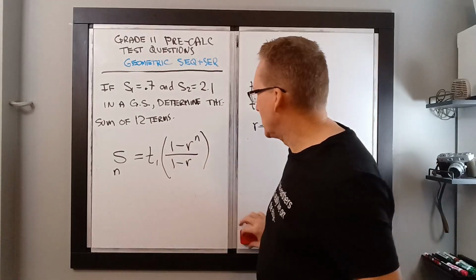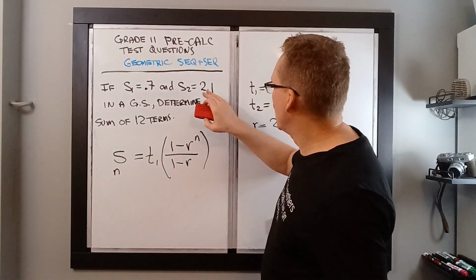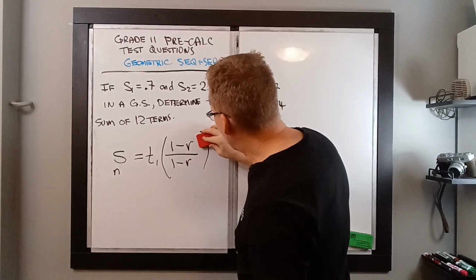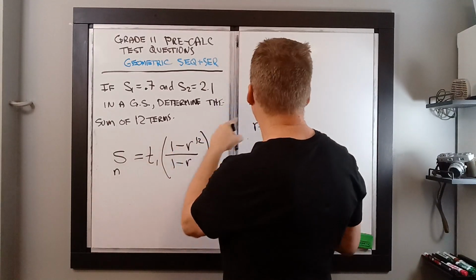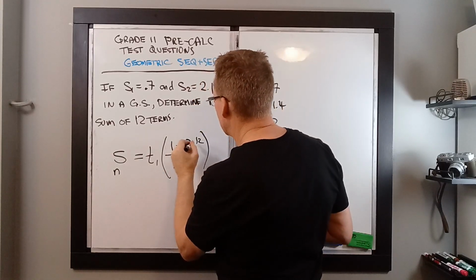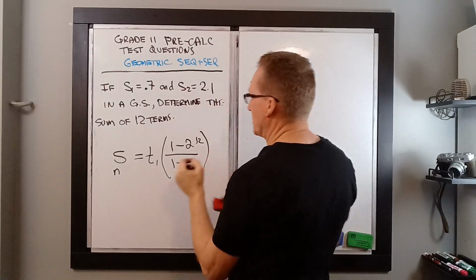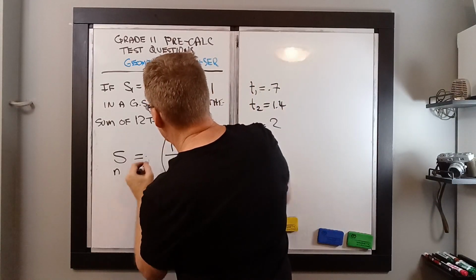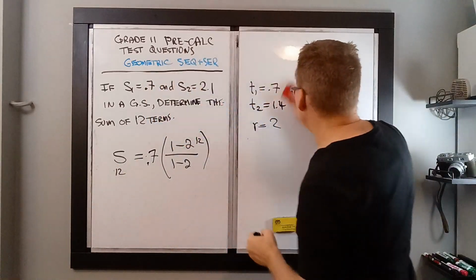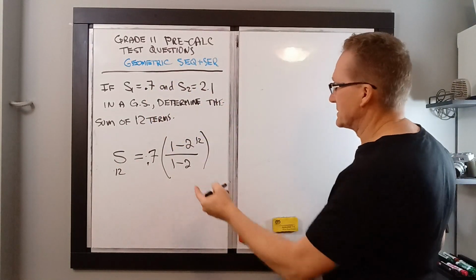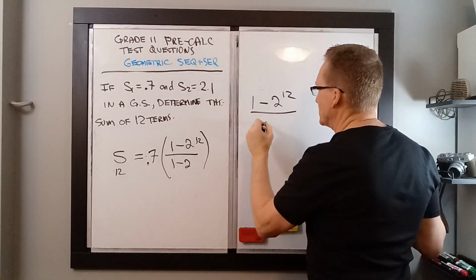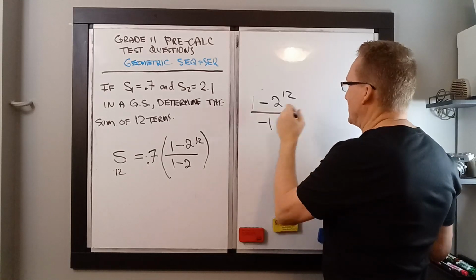Now let's take a look at this and plug this in specifically where n is equal to 12. Let's make this a 12. And we have a 2, so there's a 2 there. This becomes 2 to the 12, and the first term is 0.7. Now we've got everything in here for the first 12 terms. Let's see what this would be. So it would be 1 minus 2 to the 12, whatever that number is, over minus 1, times 0.7.